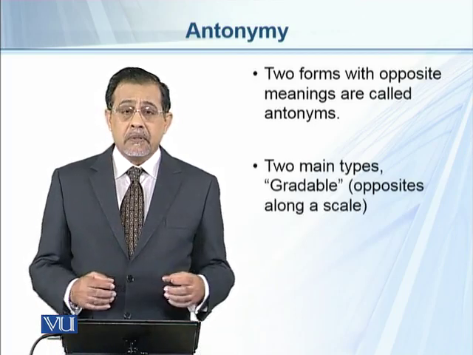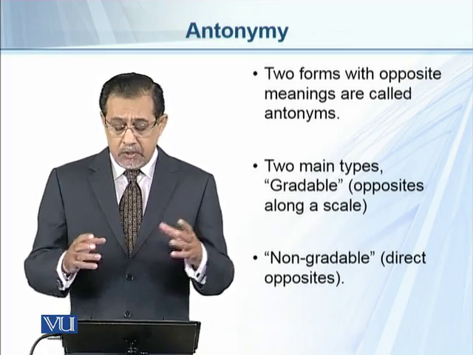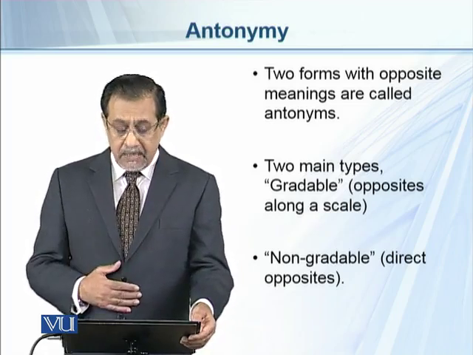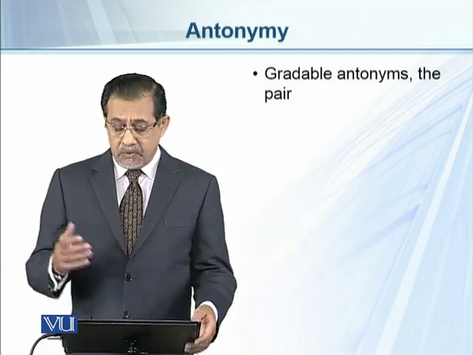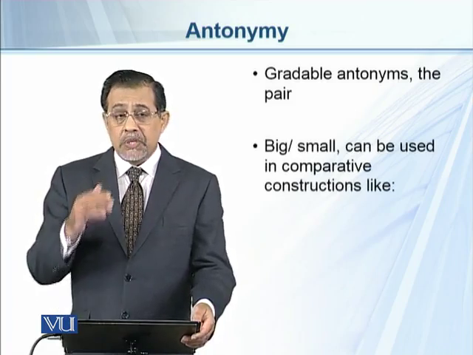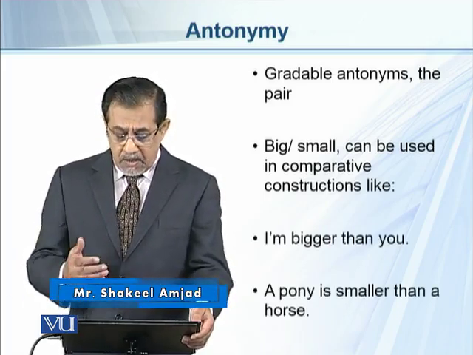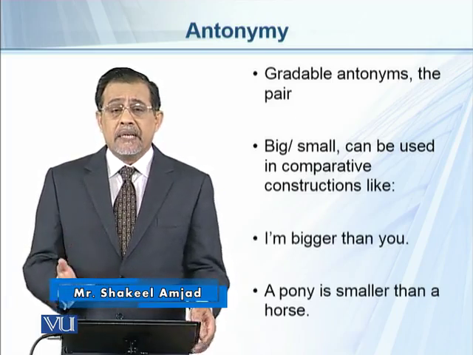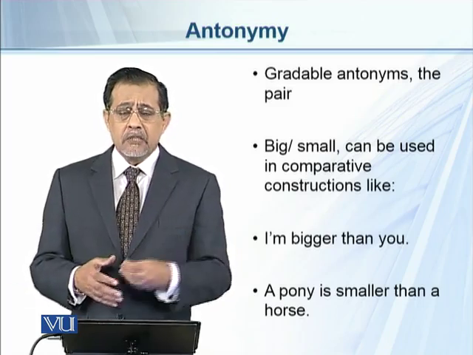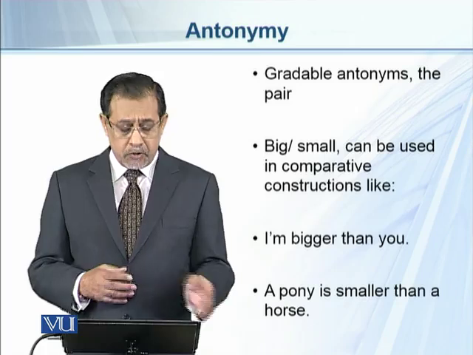Two main types: gradable, opposites along a scale, and non-gradable, direct opposites. So these are two types of antonyms that can be gradable and non-gradable. Gradable antonyms, the pairs like big, small, right? They can be used in comparative constructions like I'm bigger than you, or a pony is smaller than a horse. So in these two sentences, you have just seen that big and small are two gradable antonyms, and they can be used in comparative constructions.